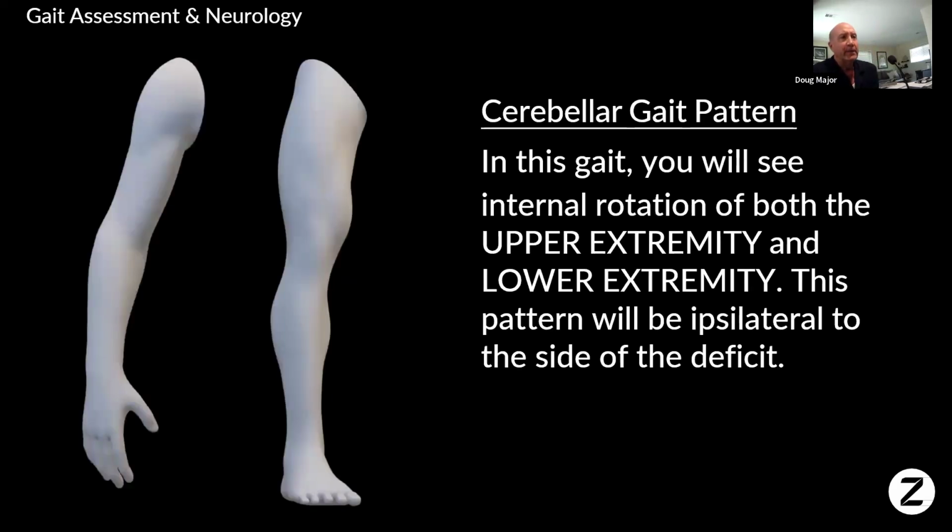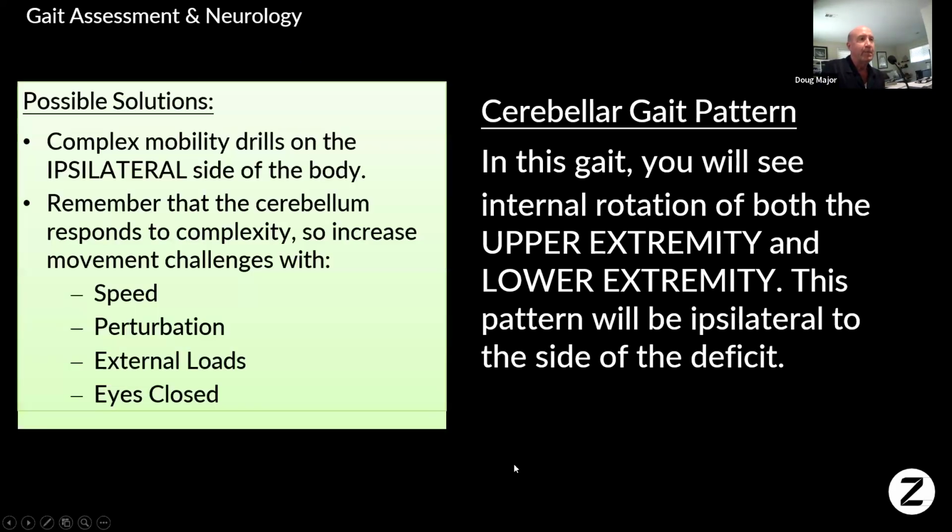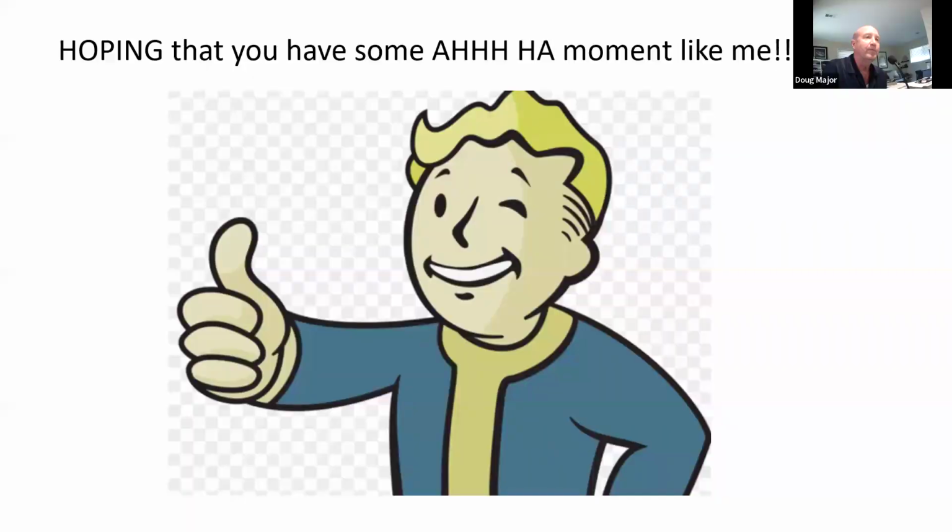Just to remind you about the cerebellar gait pattern. When somebody walks in the room, if both the arm and the leg on the one side are rotated in, that indicates an ipsilateral deficit. And that means that we need to do complex mobility drills to that ipsilateral side of that eye. This responds best to speed, perturbation we'll talk about, load, eyes open, eyes closed.